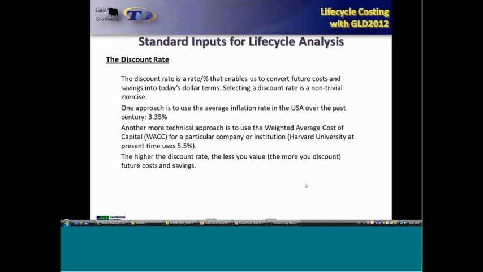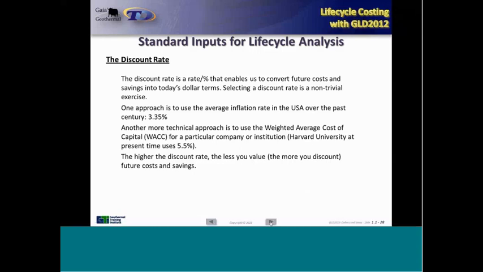Harvard University, where I got that first slide from, at present uses a 5.5% discount rate when they're doing their life cycle cost analyses on projects. But really, when you're doing this for a client, you might ask them if they have a preferred discount rate. If they have no idea, just choose one. If they do have a preferred one, you can just use theirs. And the take home is the higher your discount rate, the less you value, or the more you discount, future costs and savings.